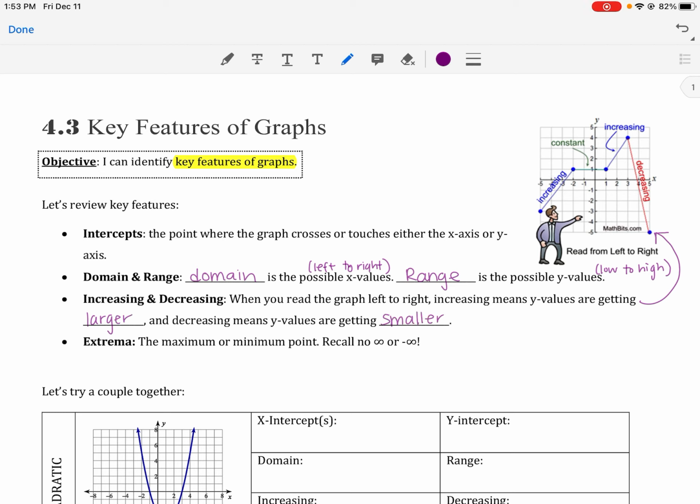I think it's important just to note here that domain and range and increasing and decreasing are going to be written as intervals, whereas intercepts and extrema are written as points, like an x and a y. Your extrema, exactly like it sounds, is a minimum or maximum point. It's not going to be infinity, so just make sure it's a point.